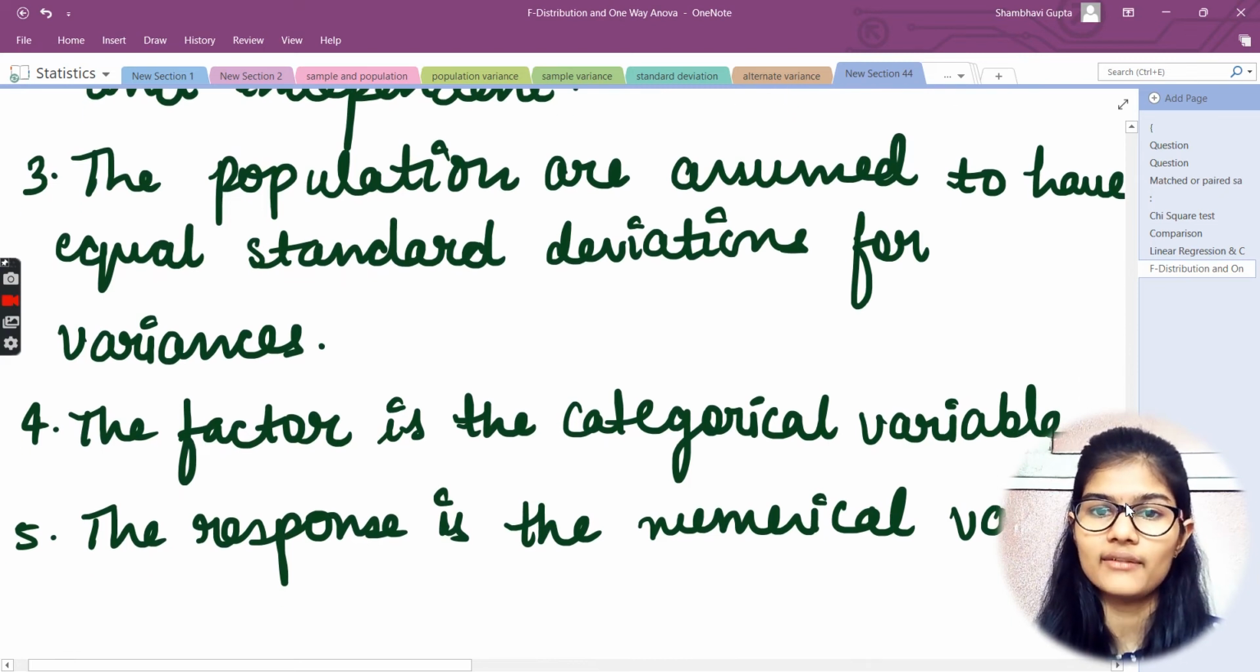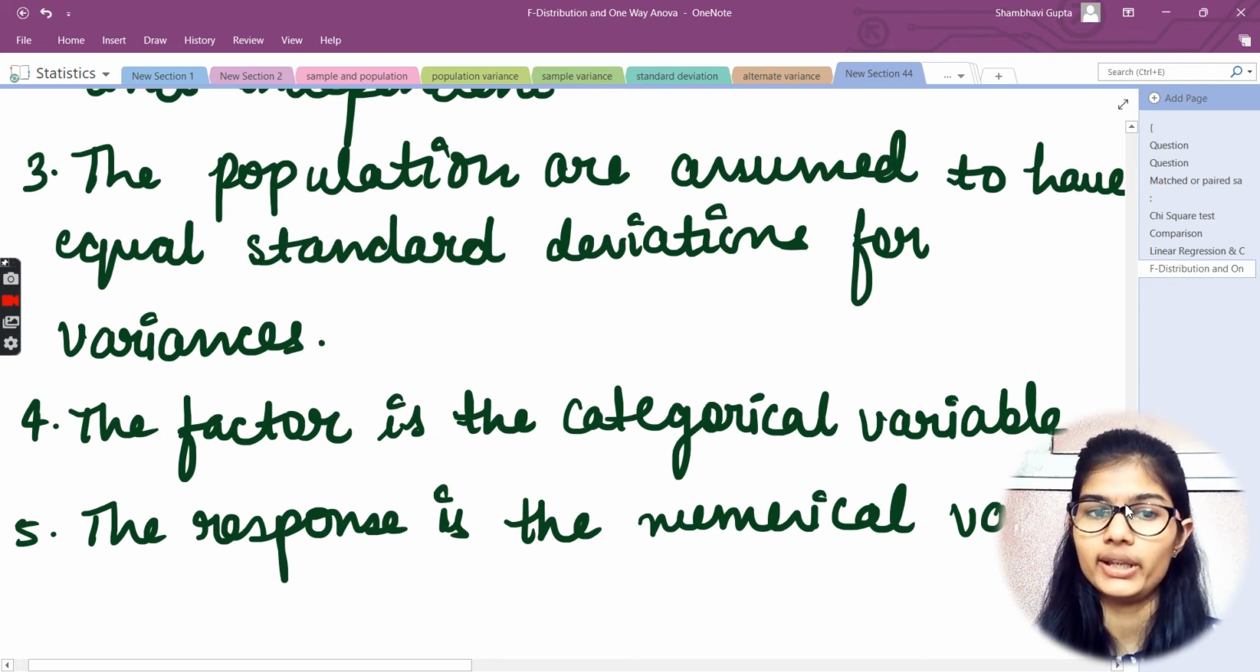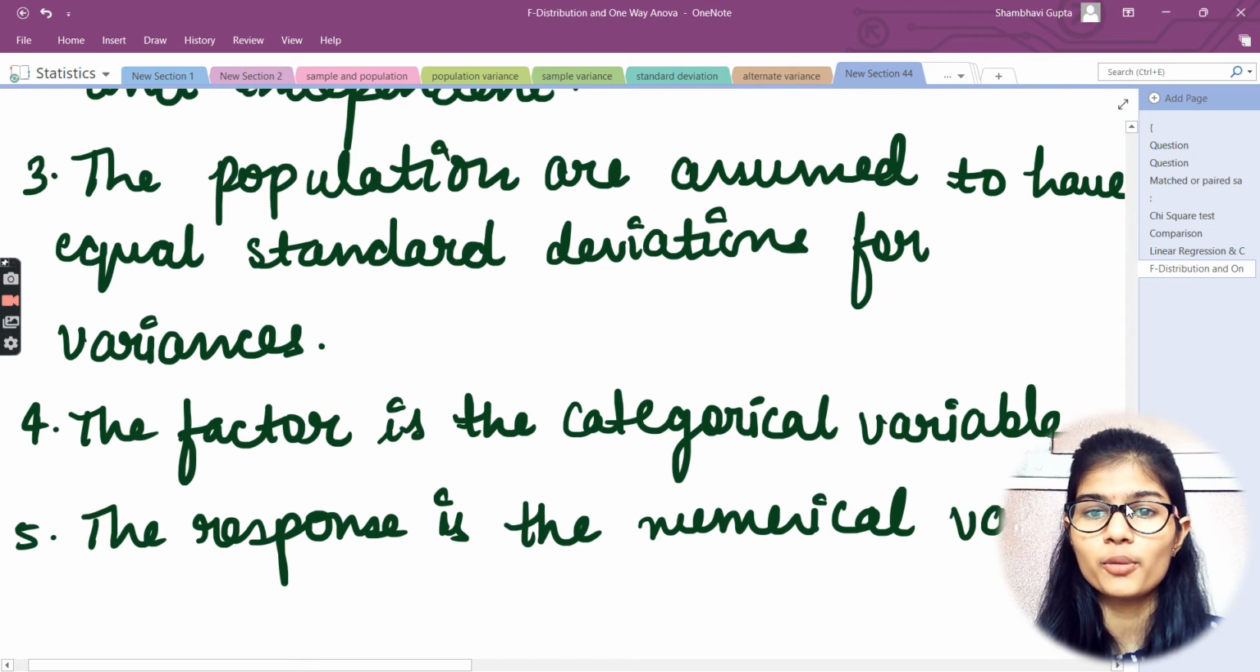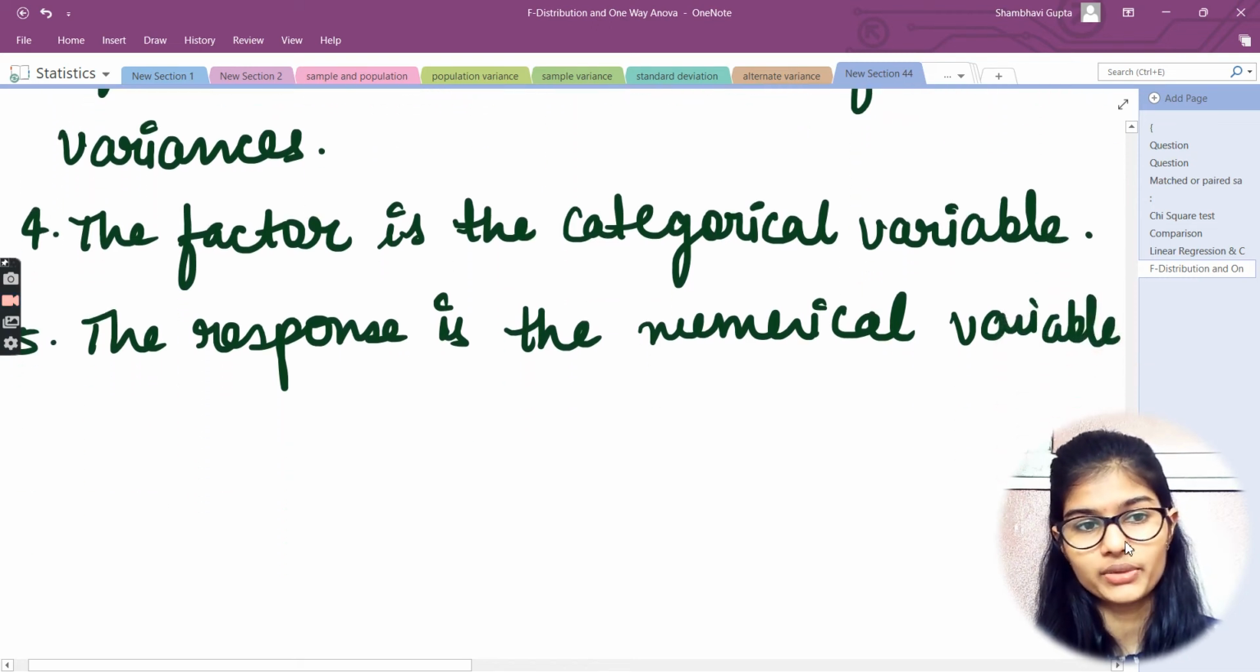Next, moving to the third, the populations are assumed to have equal standard deviations or variances. So we just assume that whatever populations you are taking have equal standard deviations for the variances. All the standard deviations are equal for the variances you have, for whatever populations you are assuming. Fine.